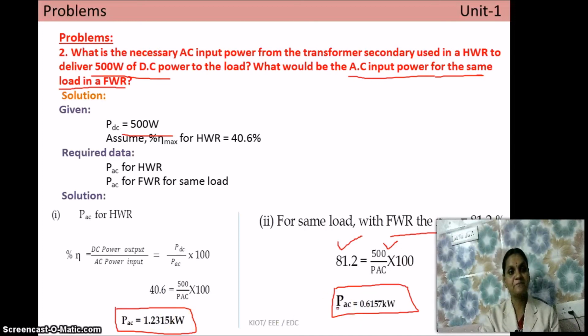Is it right? See, at the end of this video you came to know about the operation of a bridge rectifier and how to solve problems using rectifier formulas in half wave and full wave rectifiers. So I hope you understand the concept clearly.